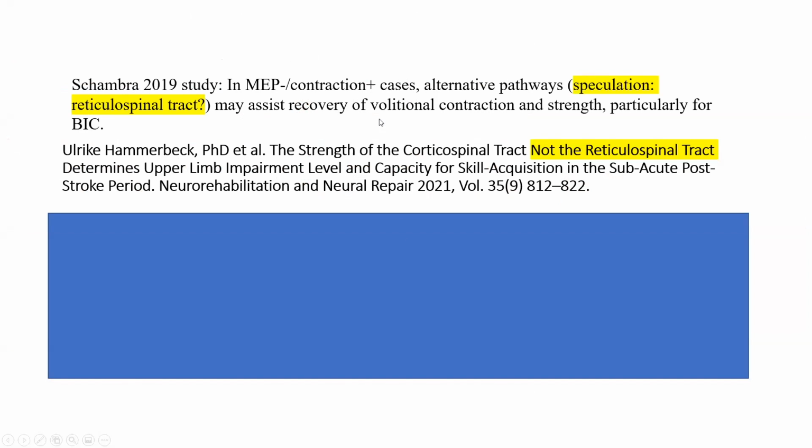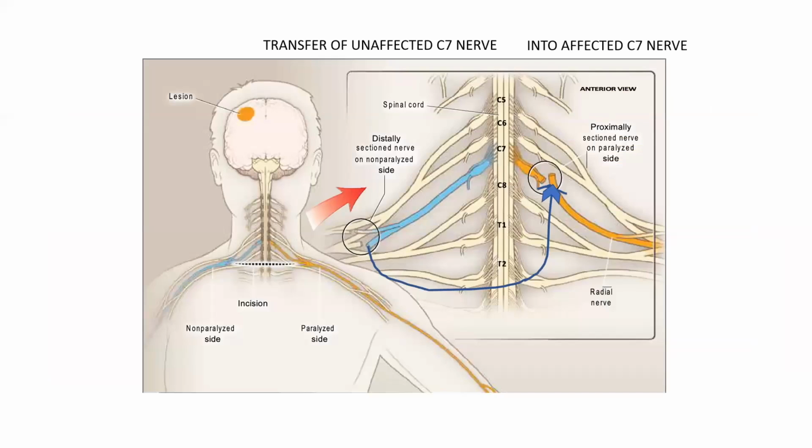In the Chambers study, she speculated that the reticulospinal tract might be involved. And that was in 2019. In 2021, another paper by Hammerbeck and his crew stated that the strength of the corticospinal tract and not the reticulospinal tract determines upper limb impairment. So these are going to be continuing battles until more studies come out to figure out what is the source of contraction of a muscle in the absence of presumably corticospinal tract innervation.